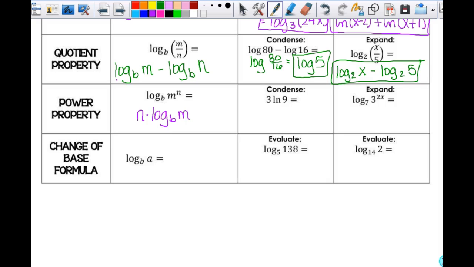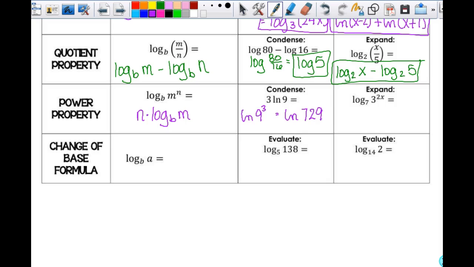So I've got n times the log base b of m, and we're going to condense this, which means if I have a number or anything being multiplied by a log, this can come up and become the exponent. So this can become the natural log of 9 to the third power. And then what is 9 to the third power? 729. Okay.